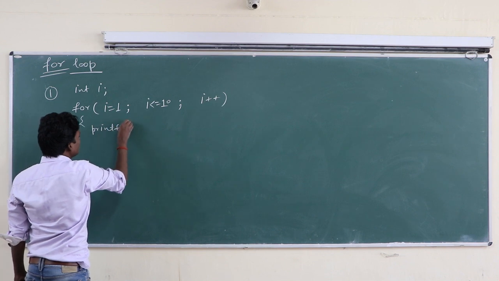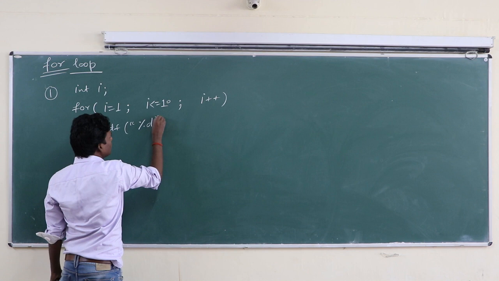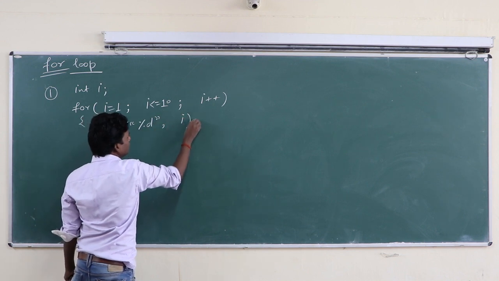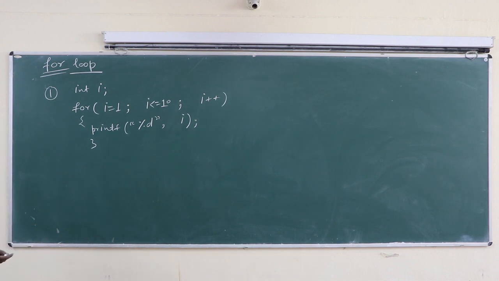Printf %d, I. This for loop is closed here.